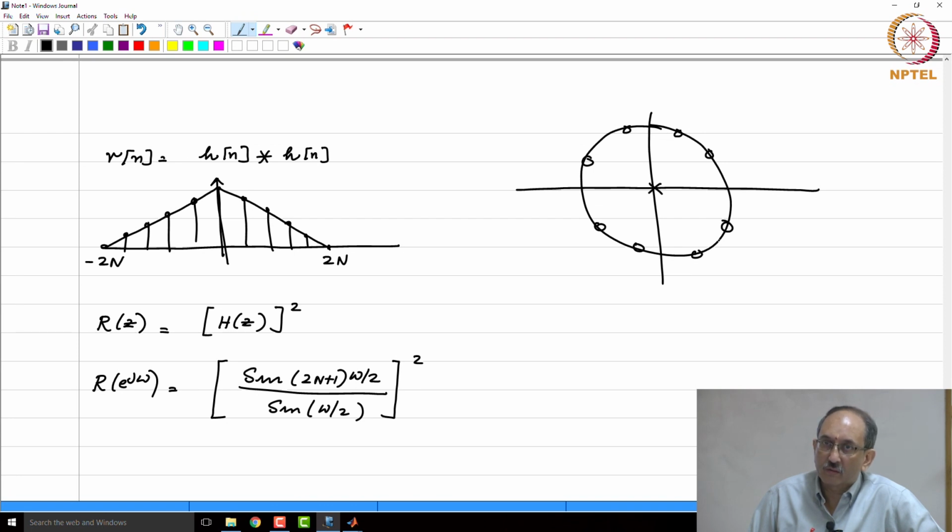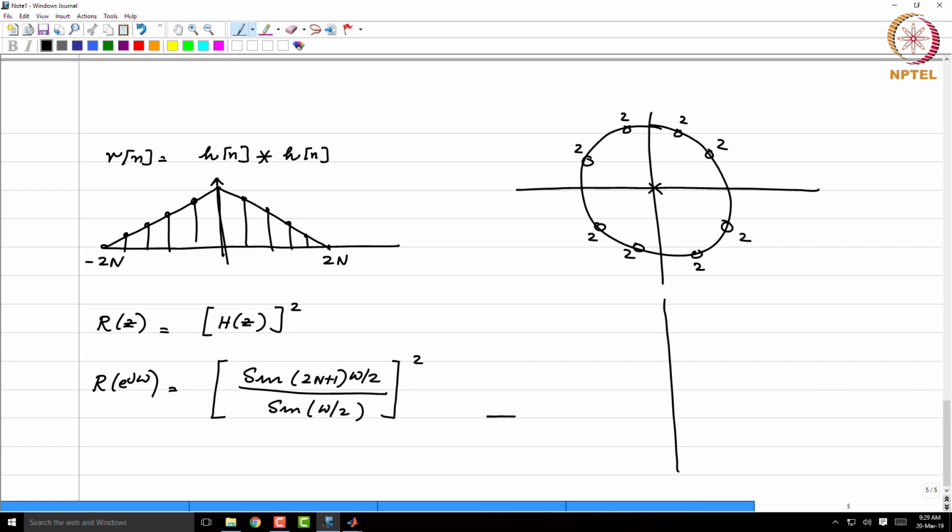So, they will be second order, repeated zeros. So, now rather than simple zeros, you now have double zeros. Now, let us see what this means.